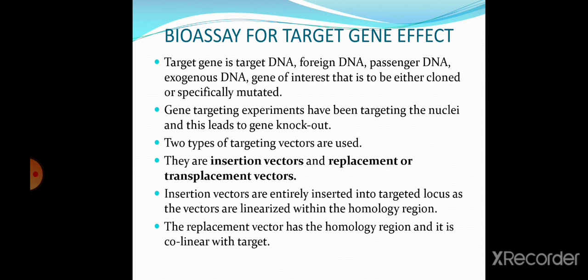Next is the replacement vector. The replacement vector is already collinear with the target within the homology region. Collinear means it is straight. The insertion vector is initially circular, and when it is inserted, it becomes linear. But the replacement vector is already collinear. The vector is linearized prior to transfection, and this leads to crossing over. Consequently, a crossing over occurs, replacing the endogenous DNA with the incoming DNA.